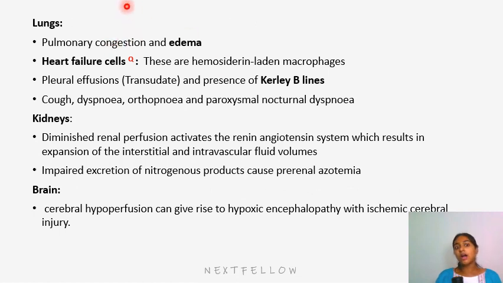In lungs, we have already seen there will be a congestion of the blood in the pulmonary circulation. There may also be pulmonary edema, and one of the characteristic findings seen in lungs in left-sided heart failure is the heart failure cells. This heart failure cell is nothing but hemosiderin-laden macrophages. This is an important MCQ. They can ask heart failure cells are seen in which sided heart failure. Along with this pulmonary congestion and edema, there may also be pleural effusion. And radiologically you can see Kerley B lines. Kerley B lines indicate there is a presence of pulmonary edema.